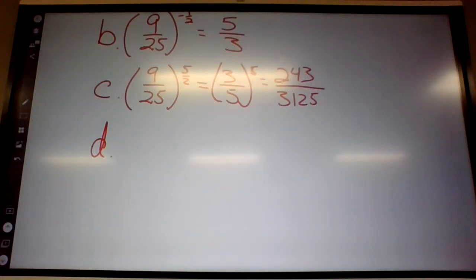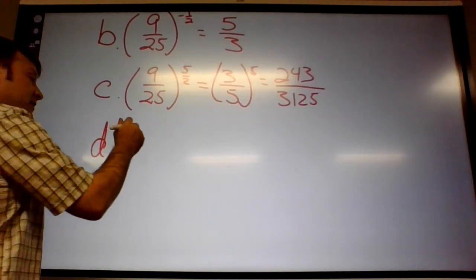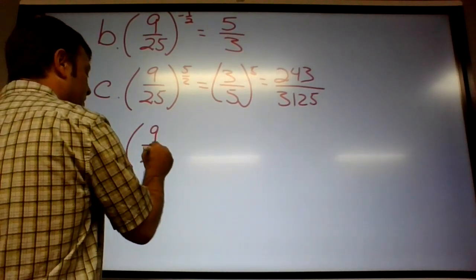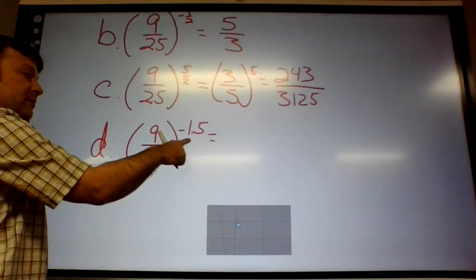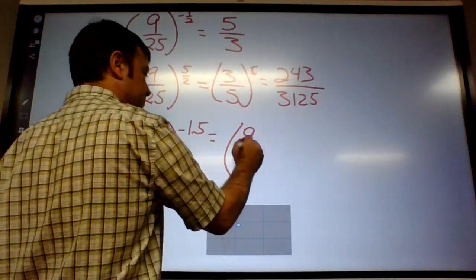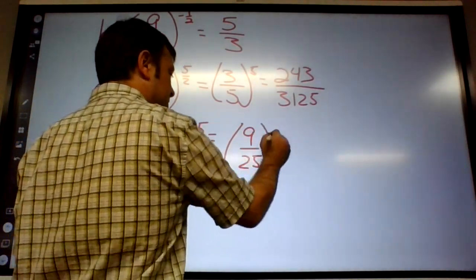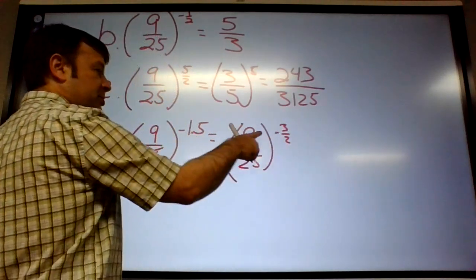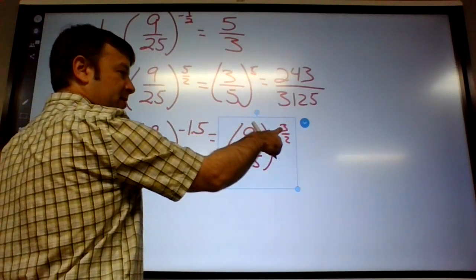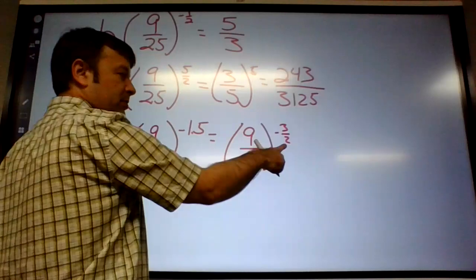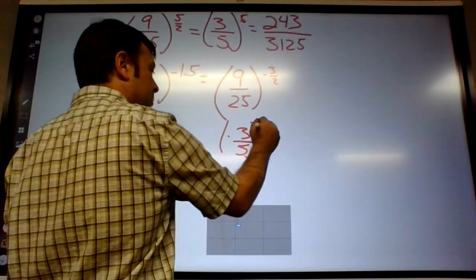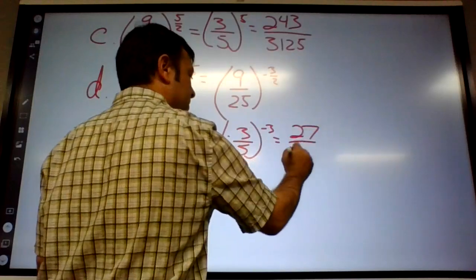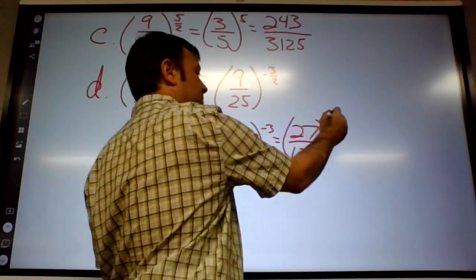Now, this one would actually be easier to do on a calculator. 9/25 to the negative 1.5. Well, you guys know what negative 1.5 is as a mixed number or fraction? 3/2. So it's like the square root, cube that, and then flip it. Square root, so 3/5. Cube that, and then flip it.